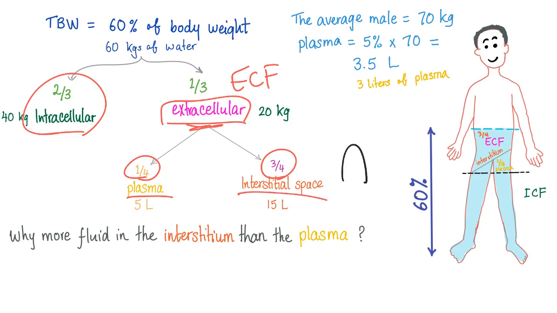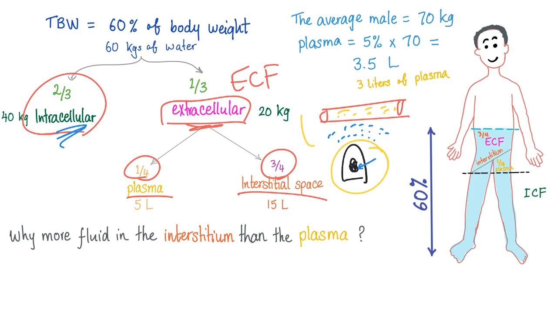So let's draw that. So here is your nice cell. Here is your nice blood vessel. What's inside the cell? Intracellular fluid. Outside, we have the interstitial and we have the plasma inside the blood vessel. The majority of fluid is in the cell. Okay, now let's talk about the extracellular.